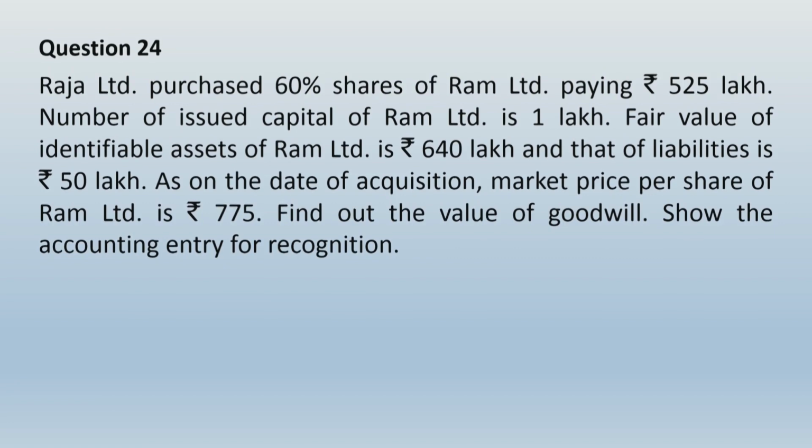Let us first analyze this question. So what we find is there are in total 1 lakh shares in this acquiree company Ram Limited, where the acquirer Raja Limited has purchased 60% of these shares. That means 60% of 1 lakh shares, in simple words 60,000 shares are purchased by Raja Limited and remaining 40,000 shares will represent the non-controlling interest or minority interest.